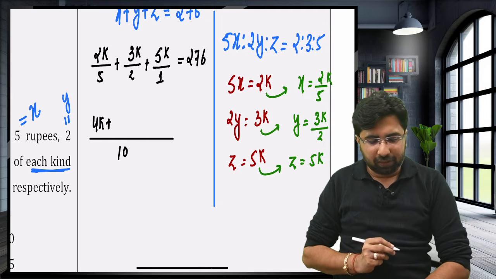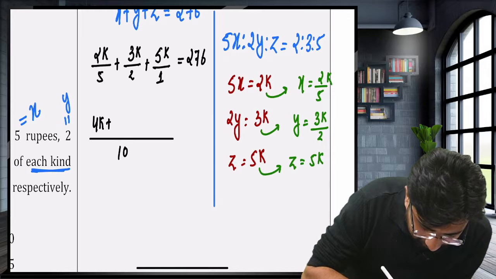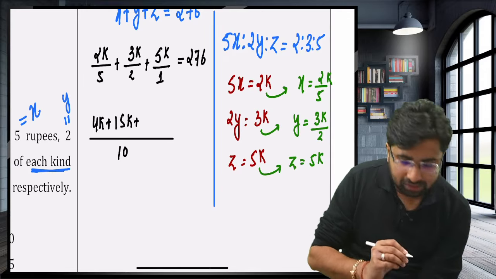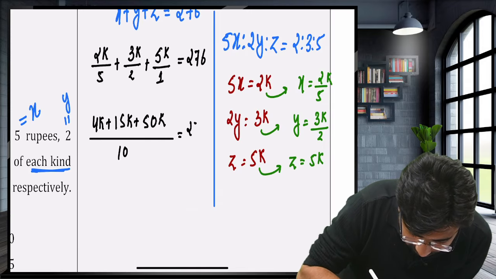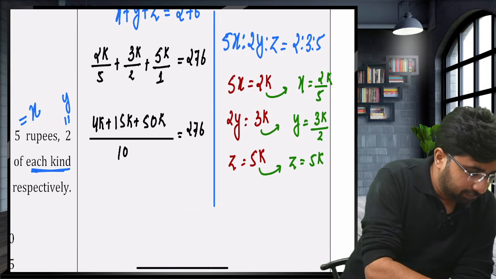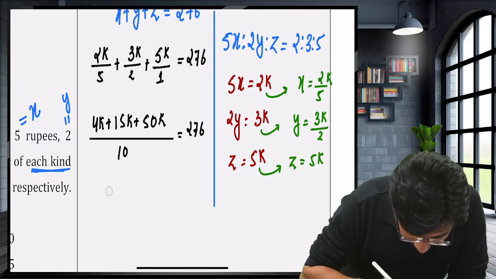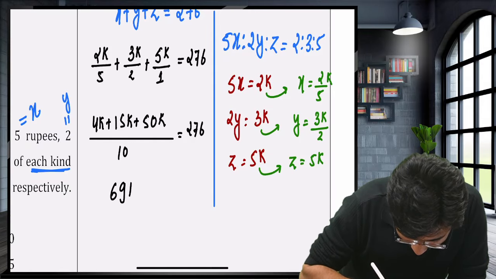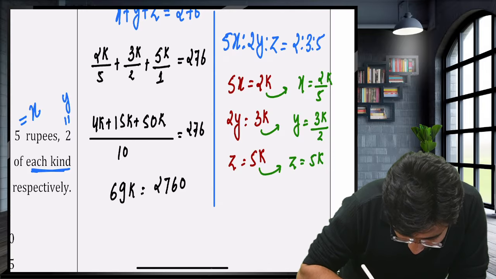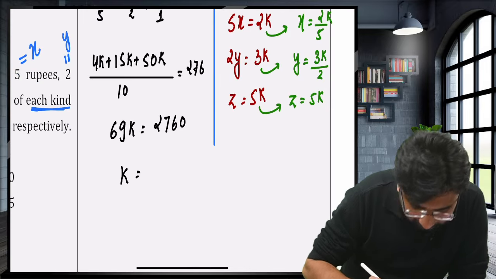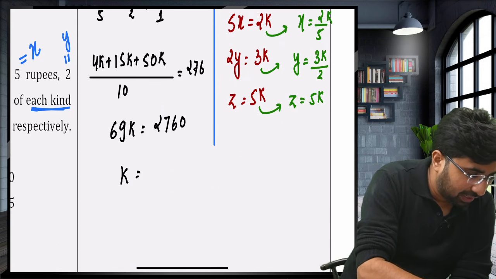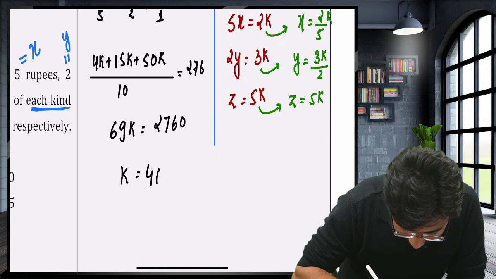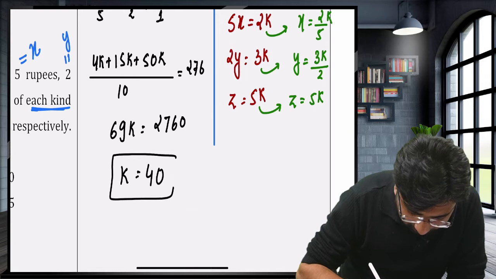Plus 2 into 5, 10; 5 into 3, 15k; 1 into 10, 10 into 5, 50k. Add this, guys: 15 plus 4 plus 50, 69k is equal to 2760. So what is the value of k? 2760 divided by 69, the value of k is 40. Everybody, guys, the value of k is 40.